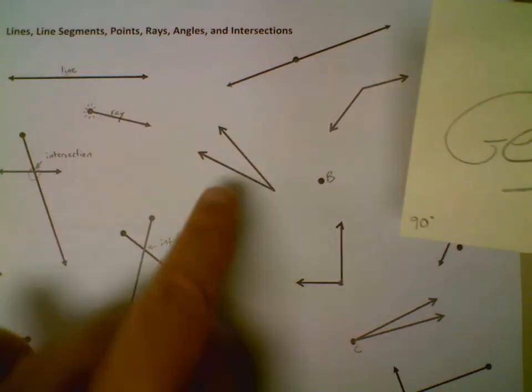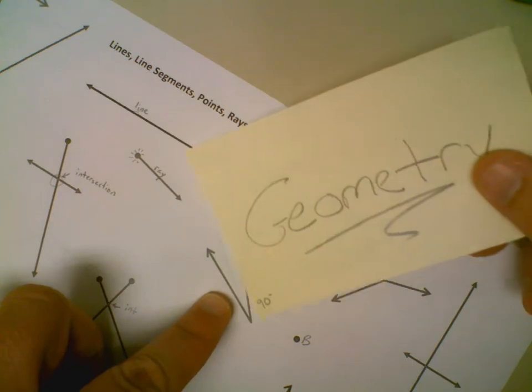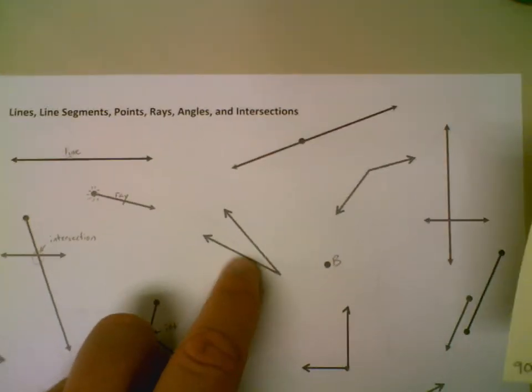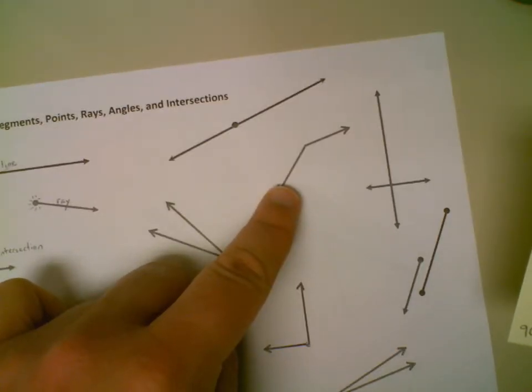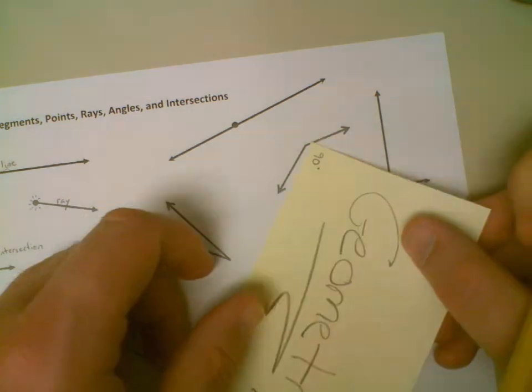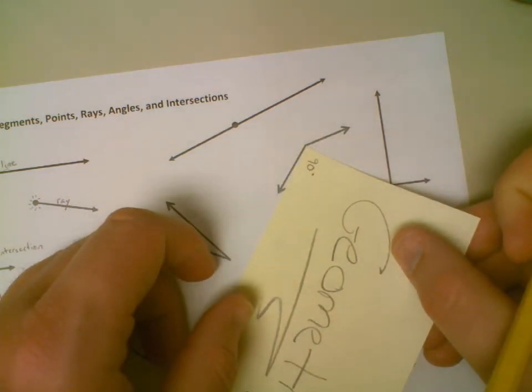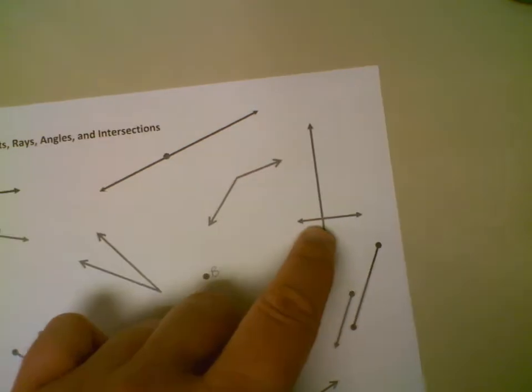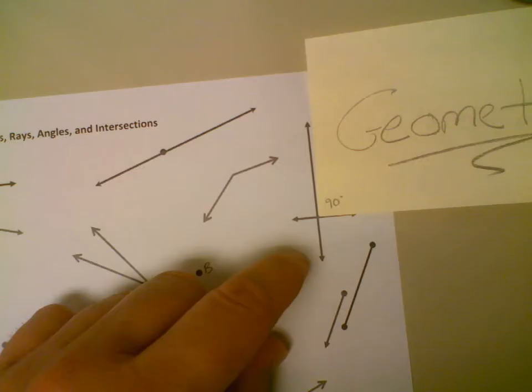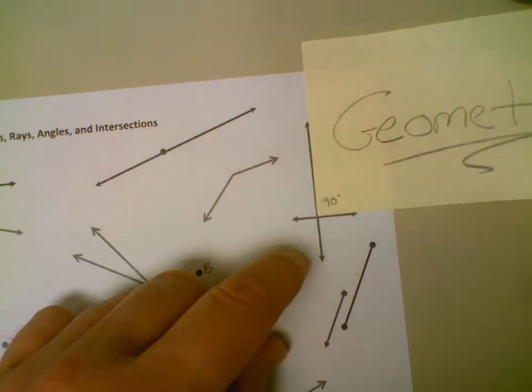So is this a 90-degree angle? I don't think so. Definitely smaller than a 90-degree angle. Is this a 90-degree angle? No, it looks like it's a little bigger than a 90-degree angle, right? Do you think this is a 90-degree angle? I think that's exactly 90 degrees right there.